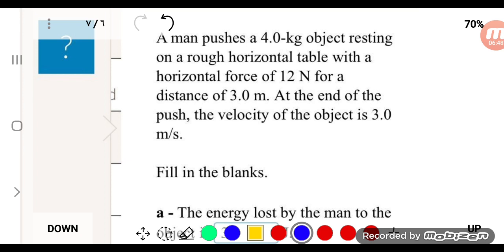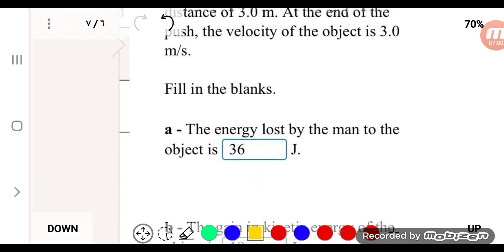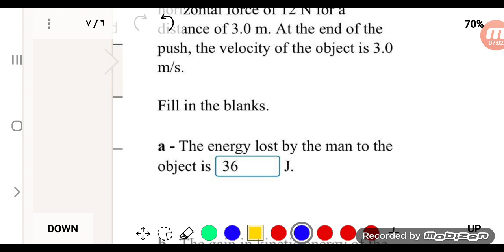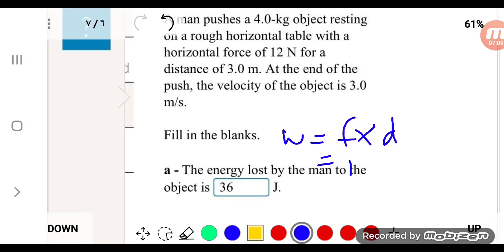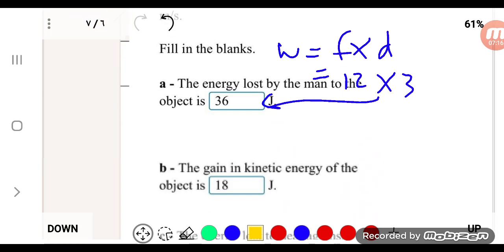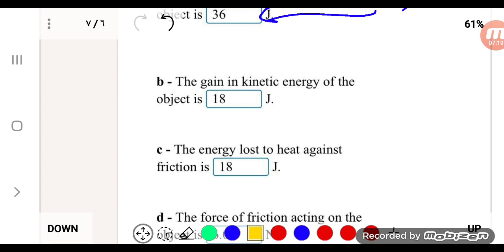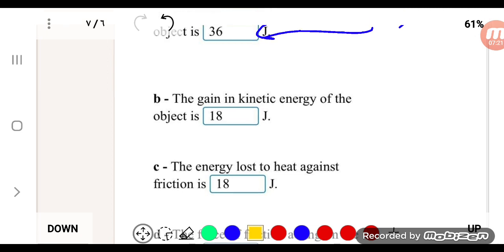The object is resting on a rough surface. Here energy is the work done by the man. So we multiply the force of the man by the distance. Energy equals work equals force times distance. The force of the man is 12 and the distance is 3, and like this you get 36. So energy equals work.